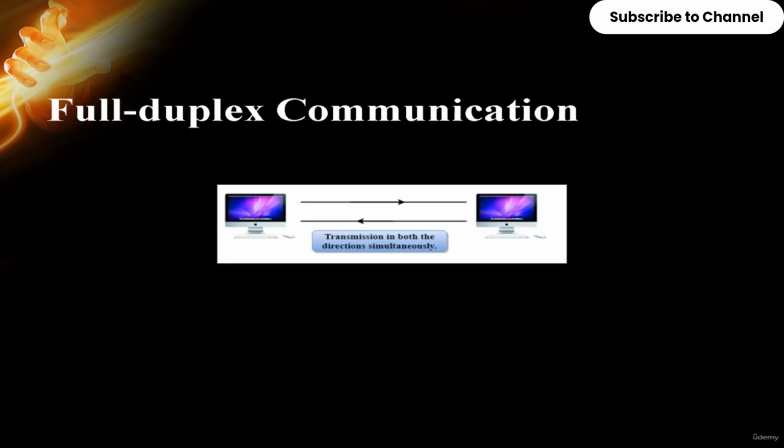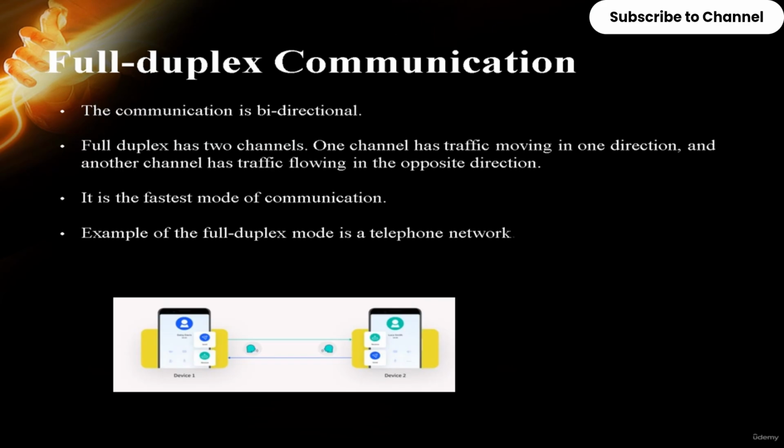Next, if we see full duplex communication, transmission occurs in both directions simultaneously. This is the main advantage of full duplex communication. So the communication is bidirectional. What is meant by bidirectional? Bidirectional means the data flows in both directions, right? The data is flowing in both directions.